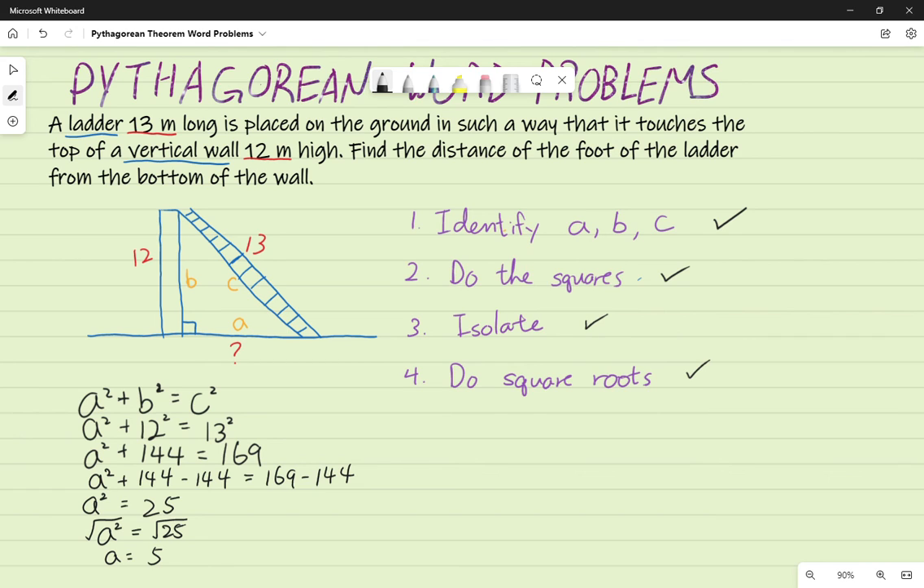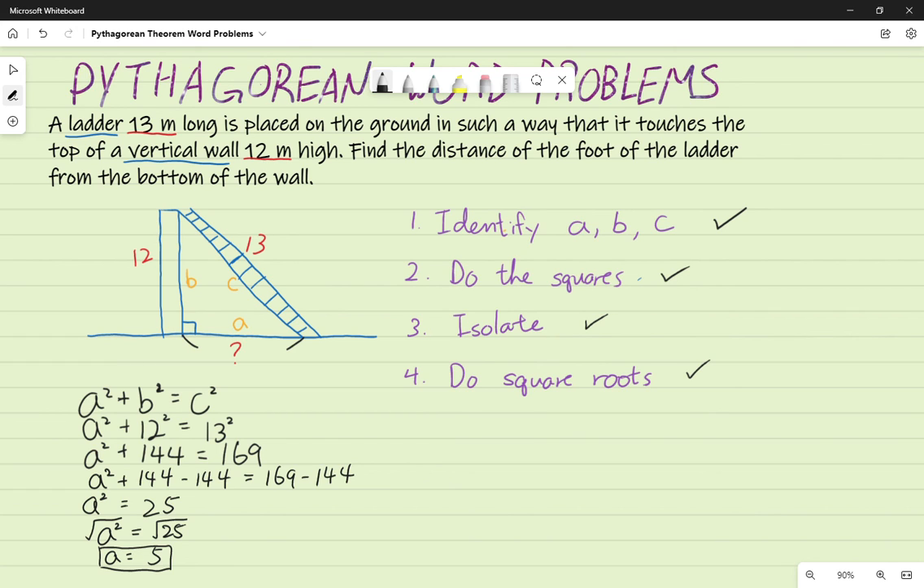Now, let's read the question again and see how this a equals 5 relates to the question. So the question is asking, find the distance of the foot of the ladder from the bottom of the wall. So it's this distance right here. Well, a distance isn't really 5. It has to be 5 something. You can't just say it's 5 away. That makes no sense. You can say it's 5 feet away, it's 5 meters away, it's 5 steps away, or anything like that, but you always need a unit of measurement. Just saying that it's 5 away doesn't make any sense.